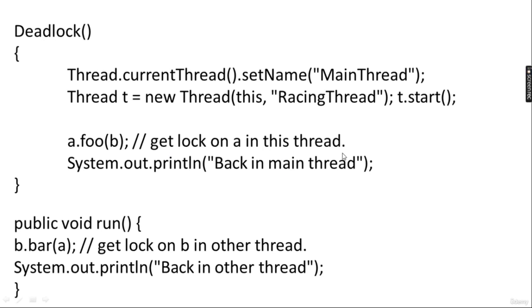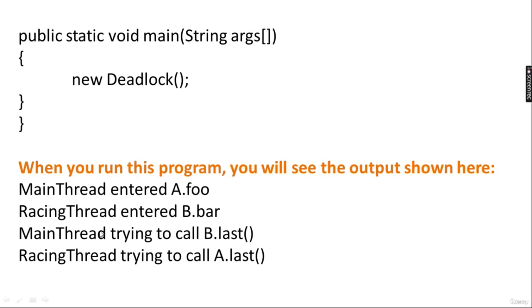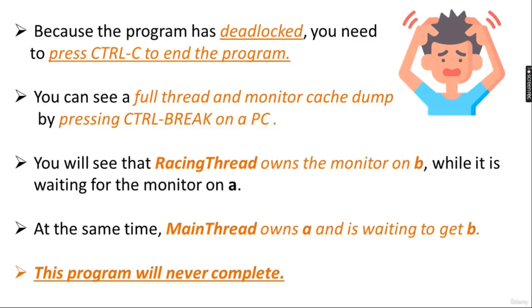Main thread entered A dot foo, racing thread entered B dot bar, main thread trying to call B dot last, racing thread trying to call A dot last. The last method is synchronized in both the classes, but still they have to relinquish control of their own lock. After that only can the second thread access its method, and then it will finish, and this same class will access the methods of the other thread. So this is the deadlock condition.